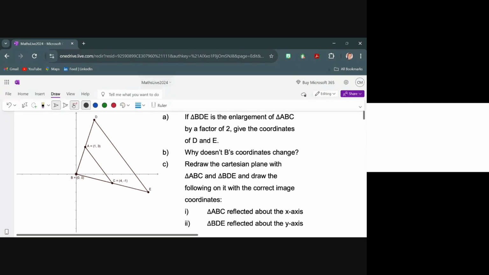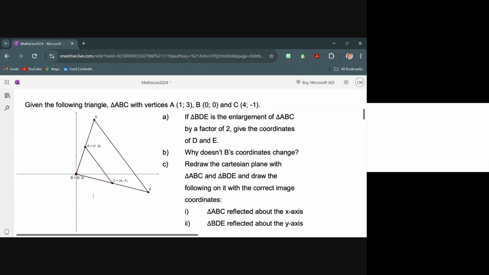All right, so information says, we are given the following triangle, ABC, with vertices. Vertices just means corners of a triangle. That's what vertices means. Vertices A, and they tell us that A is 1 and 3. B is 0, 0, which is also known as the origin of my Cartesian plane. And C is 4 and minus 1.